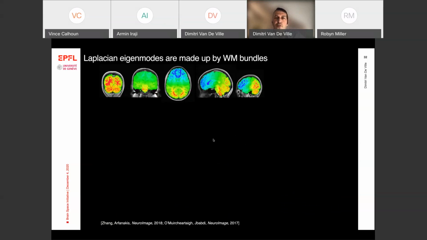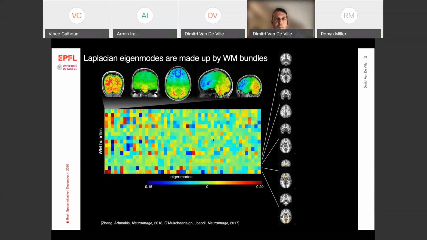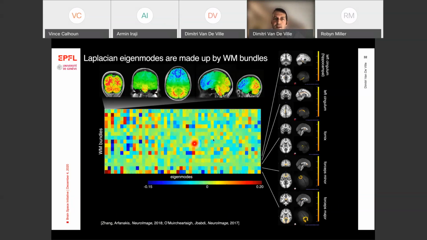And what you can then do is, for instance, look a bit closer at these Laplacian eigenmodes and look at how much they overlap with white matter bundles that you can get from a white matter atlas. And so you can, for instance, have a matrix like shown here, which tells you whether a certain tract is positively or negatively contributing to specific Laplacian eigenmodes.